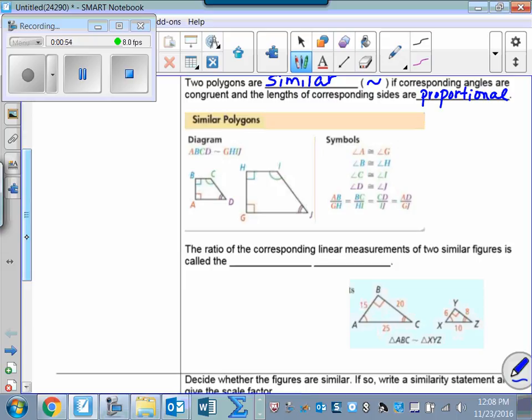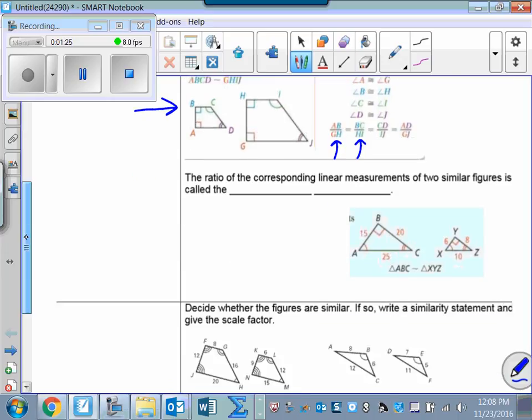So you can see it here in this little diagram that I pasted in from your textbook. If this quadrilateral ABCD is similar to GHIJ, then I know all those angles: A is congruent to G, B is congruent to H, and so forth. And then the corresponding side lengths have to be proportional. So in other words, AB divided by GH has to equal BC divided by HI, and so forth.